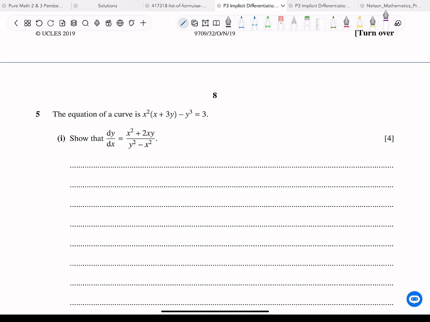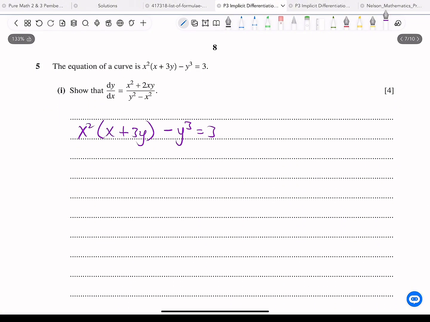Okay, so we have x squared into brackets x plus 3y minus y cubed equals 3. We should show that dy/dx is this. So you may choose to expand it before you differentiate, or you can just differentiate like that. I think expanding it will be easier, right? Yeah. So let's expand, have something like this, and then we can differentiate.